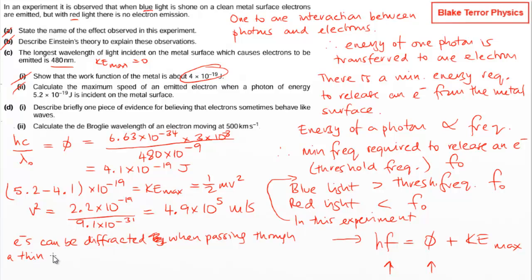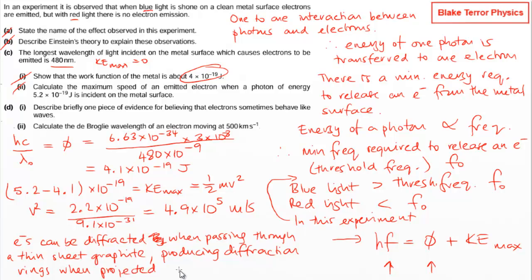But then it's worth saying how we then know this. It's all well and good getting some electrons on a thin sheet of graphite, but how are you actually observing anything? So we can say producing a diffraction pattern. Producing diffraction rings might be the best way of putting it. Diffraction rings when projected onto a fluorescent screen. Is that it? Oh no, we've still got a calculation to do.